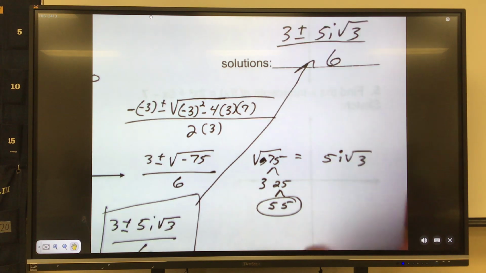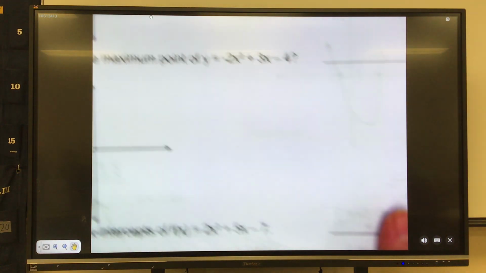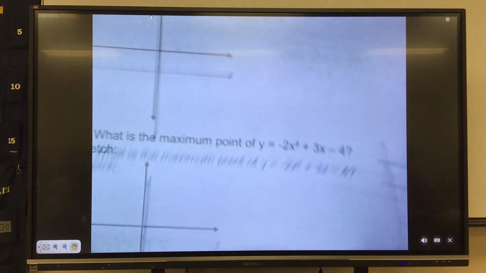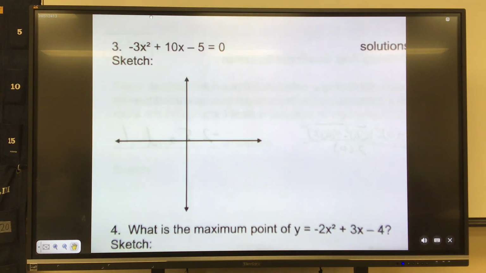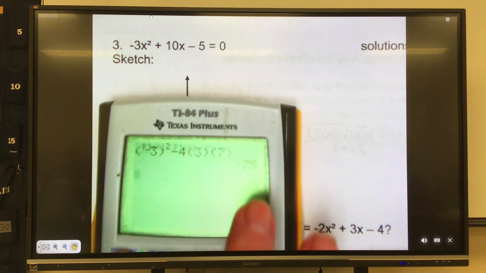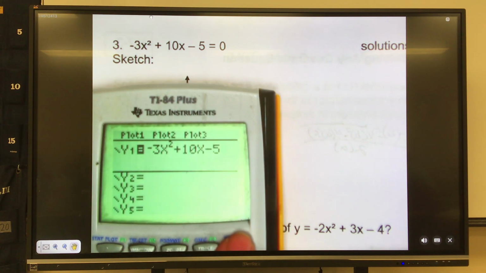Number 3. Okay, it's already in ABC order for me. So, move down. So it's already set up, but let's go ahead and put it in and see if I even need to do the quadratic formula. So y equals, clear, negative 3x squared plus 10x minus 5. Okay, we're going to hit graph.